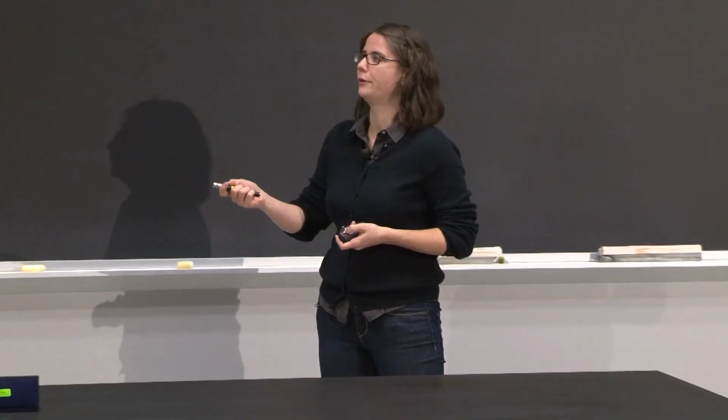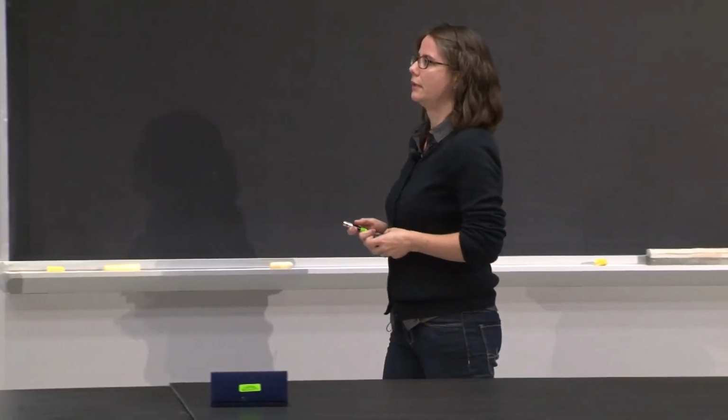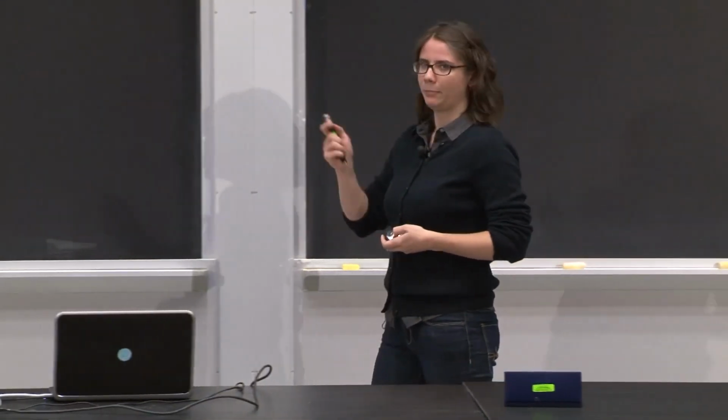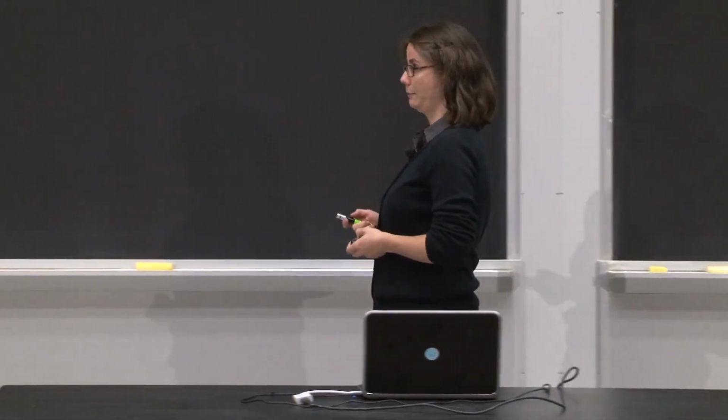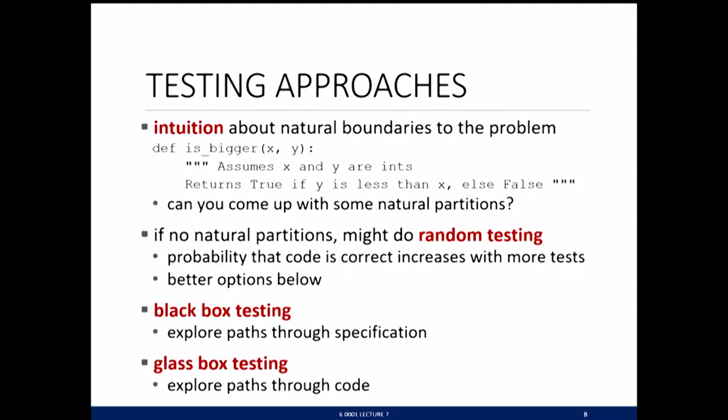But there's actually 2 more rigorous ways to do testing. And one is black box testing, and the other one is glass box testing. In black box testing, you're assuming you have the specifications to a function. So that's the docstring. All you're looking at is the docstring and coming up with some test cases based on that. In glass box testing, you have the code itself, and you're trying to come up with some test cases that hit upon all of the possible paths through the code.